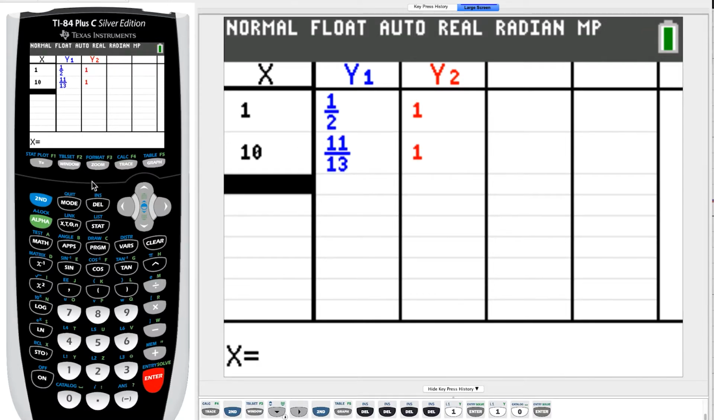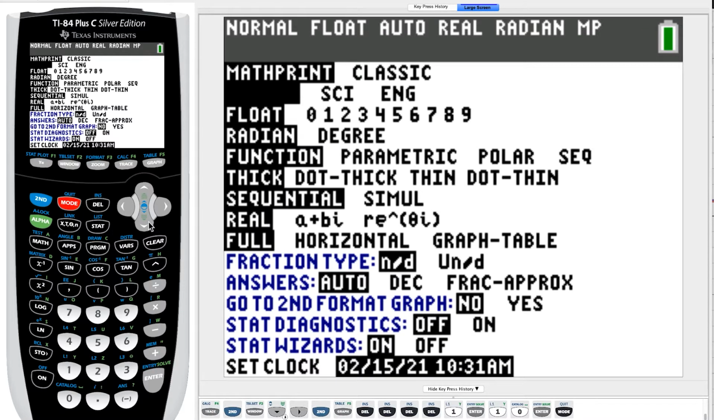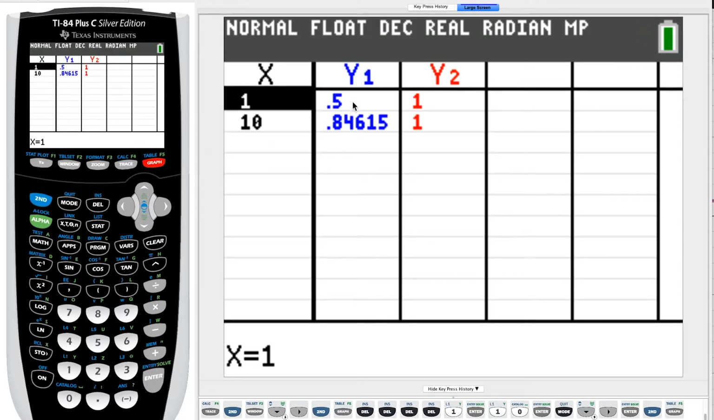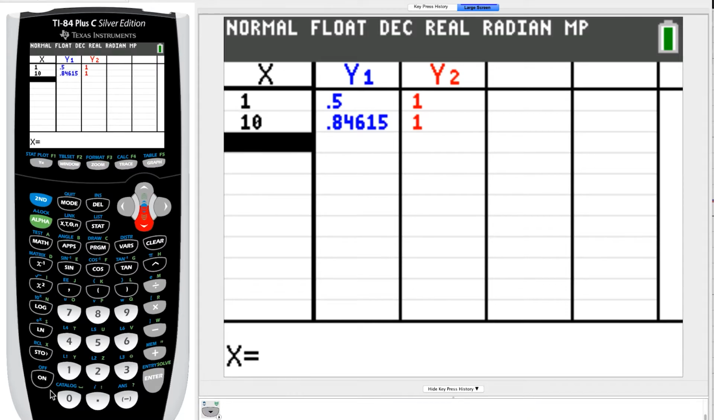Okay, if you notice it's coming out as fractions, I don't want it doing that. So we're going to go to mode, and I'm going to change where it says answers to decimal, because it gives us a better idea of what we're approaching here. So go to the graph. If you notice, the y1 is what we're looking for. We're looking for a pattern as we go to infinity.